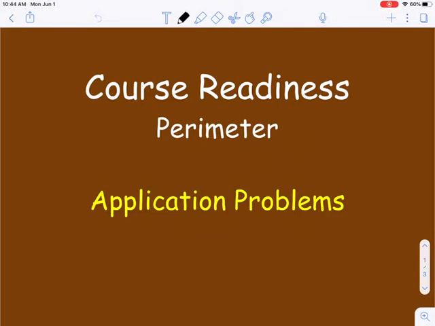And as you already know, I like to throw in some application problems and just walk you through these to show you that doing a word problem does not have to be a scary, awful thing. So let's look at what these look like with perimeter.